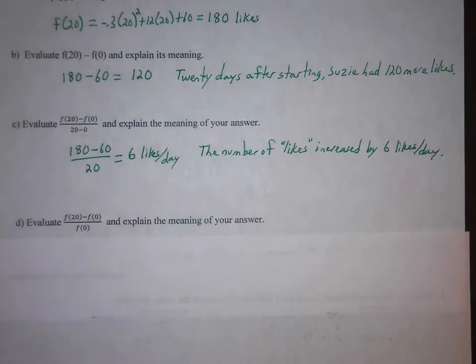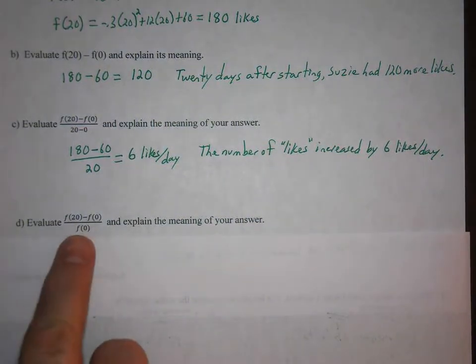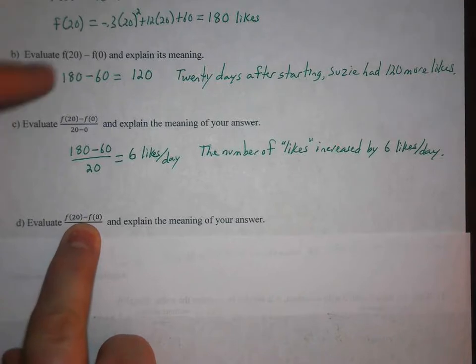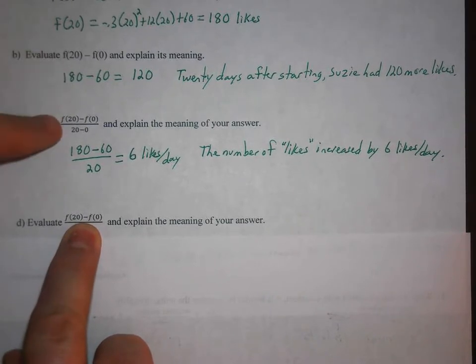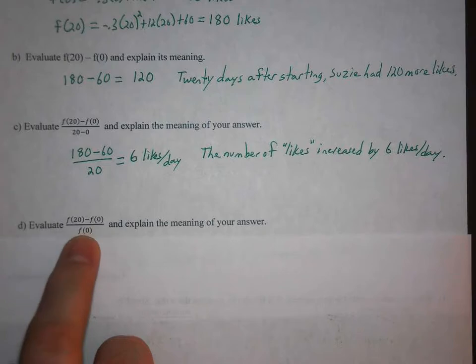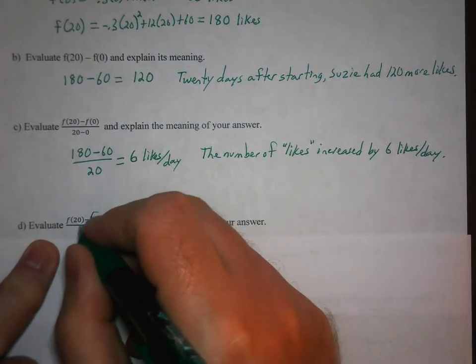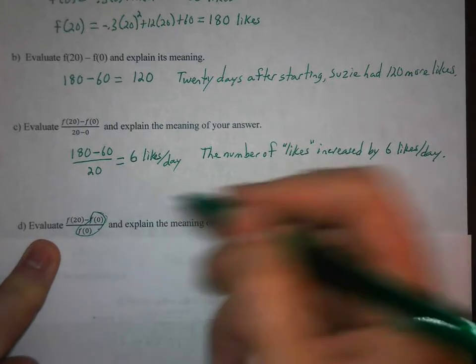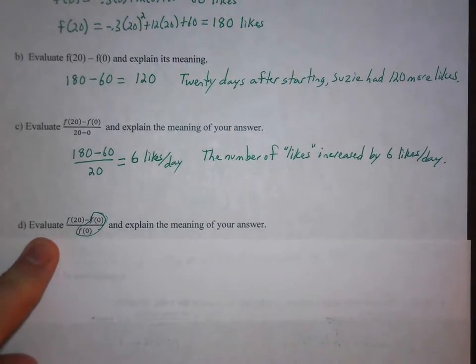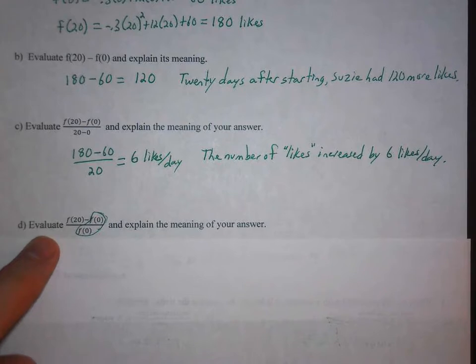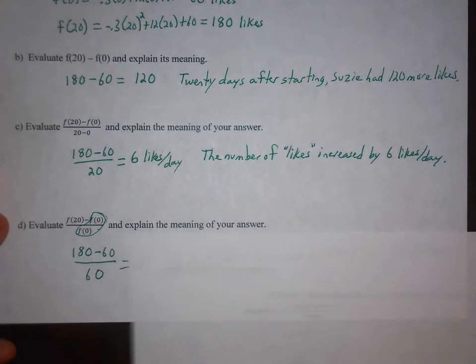Part D. Now evaluate f of 20 minus f of 0 divided by f of 0. So notice again, the f of 20 minus f of 0 is the same as in those first two questions. And then divided by f of 0. Well, f of 0, notice how that is the same thing as right here. So what that's finding for us is the relative change. So when you do that, 180 minus 60 over 60 gives you 2.